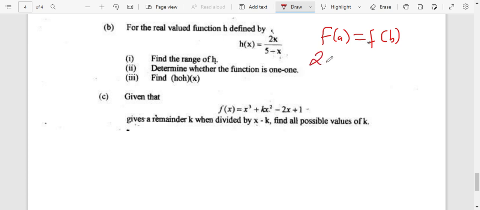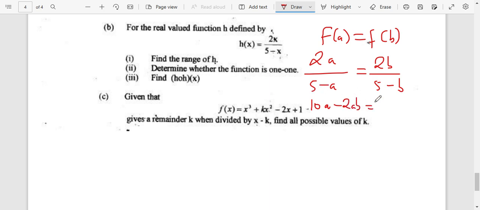So you say 2, where there is x, put a, over 5 minus a, is equal to 2, where there is x, put b, over 5 minus b. Cross multiply. 2a times 5 is going to be 10a. 2a times negative b, that is negative 2ab. That will be equal to 2b times 5, that is going to be 10b. 2b times negative a, that will be negative 2ab.